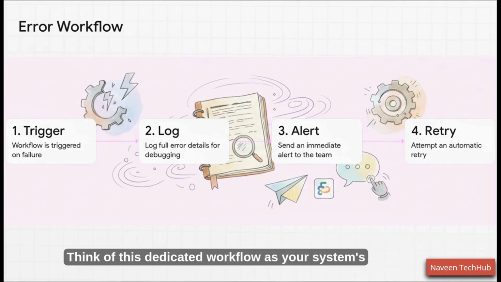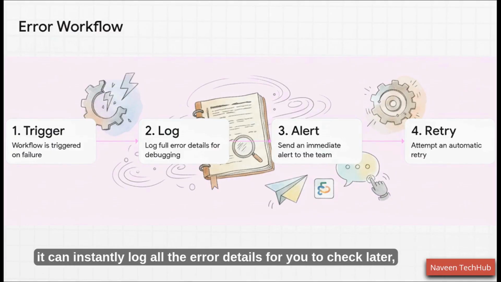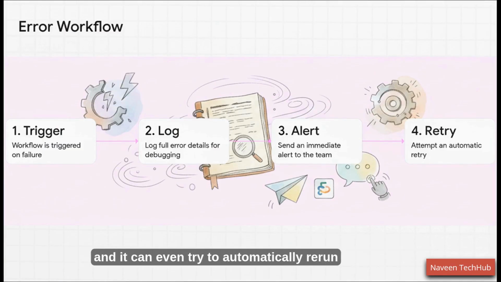Think of this dedicated workflow as your system's emergency response team. When something breaks, it can instantly log all the error details for you to check later, it can ping your team on Slack, and it can even try to automatically rerun the failed step a few times. This is how you build a system that can take a punch and keep on going.